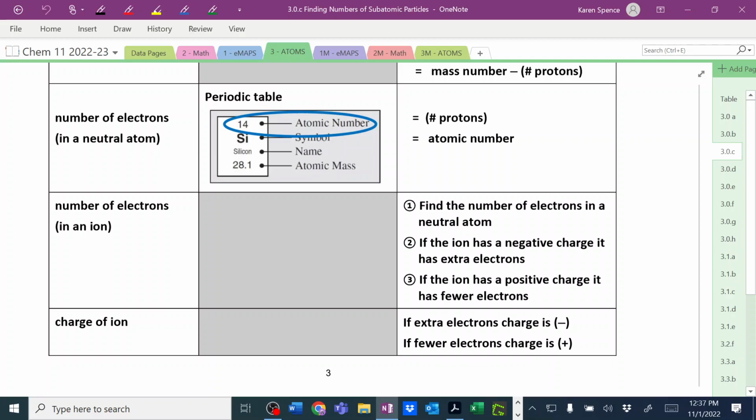All right. And if you want to find the charge of the ions, if you have more electrons, it's going to be negative. If you have less electrons, it's going to be positive. Not that you need to remember all of that right now, but by the end of this unit, you are expected to know all of that, and you have that little reference sheet if you forget. Okay?